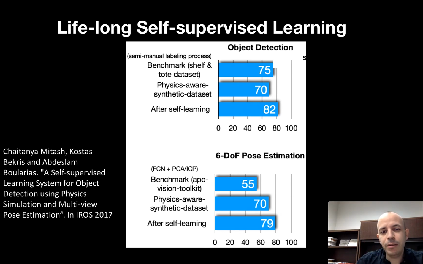But actually, if we use just the convolutional network trained with the data that we had before offline, we get 70% accuracy. And then if we add these examples that are collected by the robot itself and labeled by the same convolutional network that was trained offline, its performance jumped to 82%. This was also the case for 6D pose estimation.